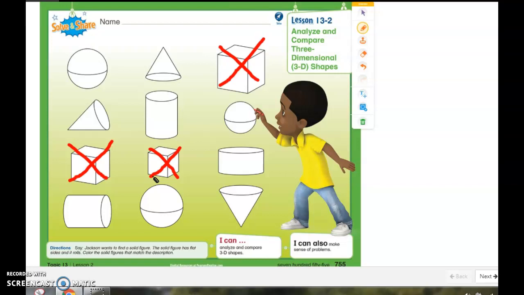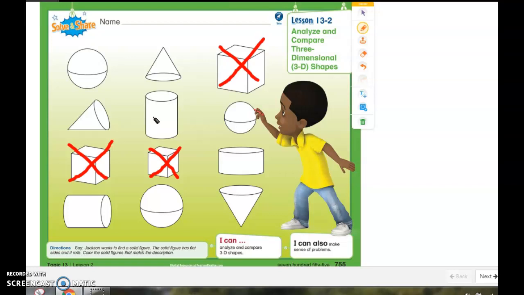You might be noticing, and I hope you are noticing, that they have curved sides. Okay, the sphere is all curves. The cone is these curves on the side. The cylinder has the curves. If you lay it down not on its flat side, it's going to roll. Okay, so now let's go back to Jackson's clues. It has flat sides and it rolls.